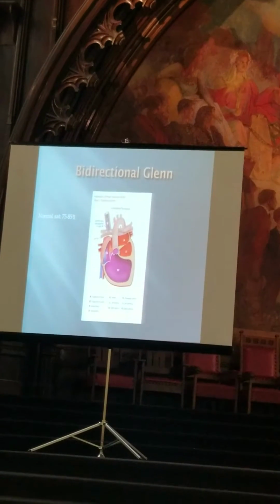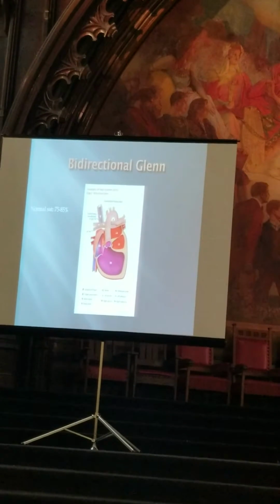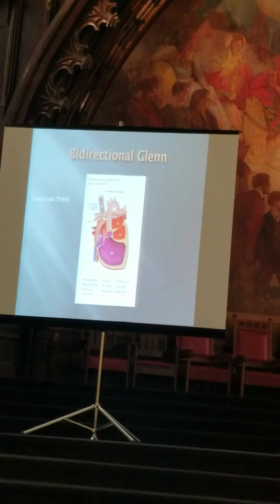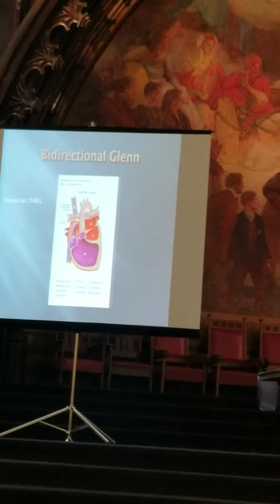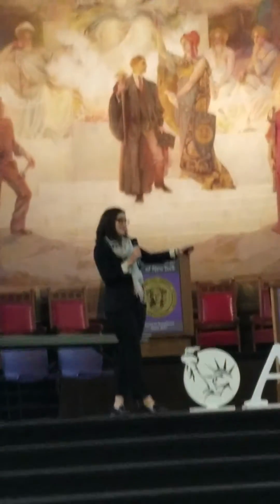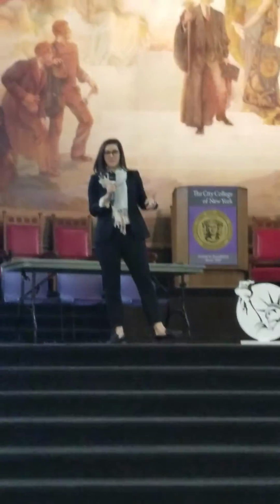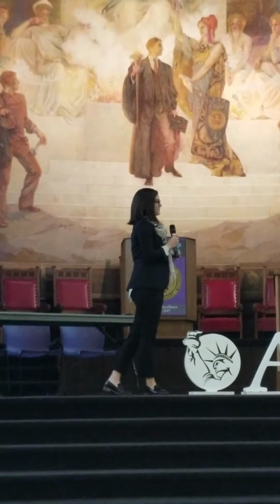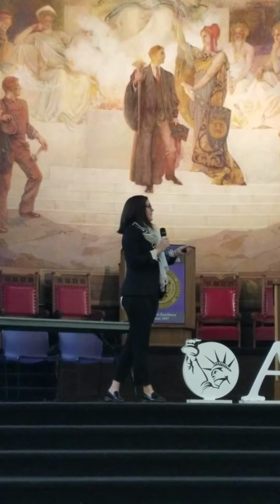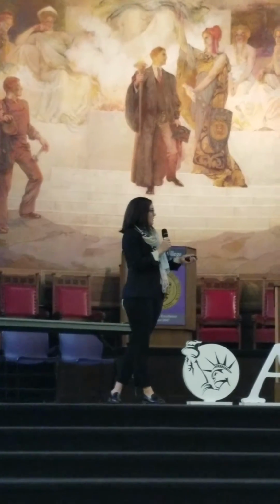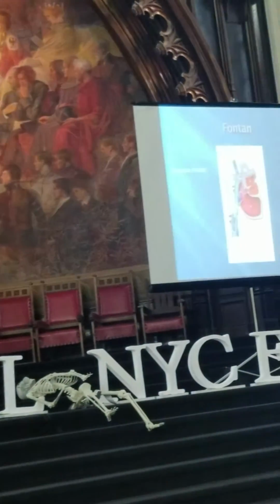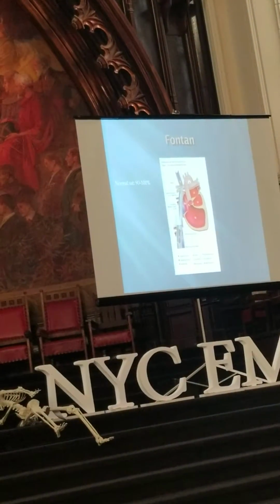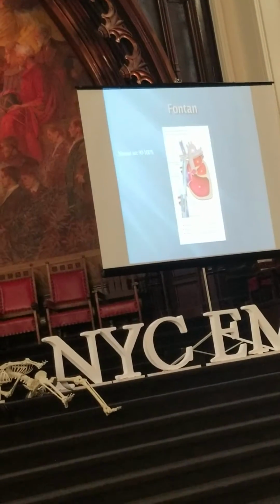This is followed by the bidirectional Glenn at 6 to 9 months. They're actually going to take down that little Blalock-Taussig shunt, that VT shunt, and they're going to attach the SVC straight into the pulmonaries. So they're going to have some passive blood flow to their pulmonaries. These kids are also normally satting 75 to 85. And then finally, they're going to get a Fontan. The IVC is going to be attached to the pulmonaries. Okay? So at this point, they should be satting pretty normally.